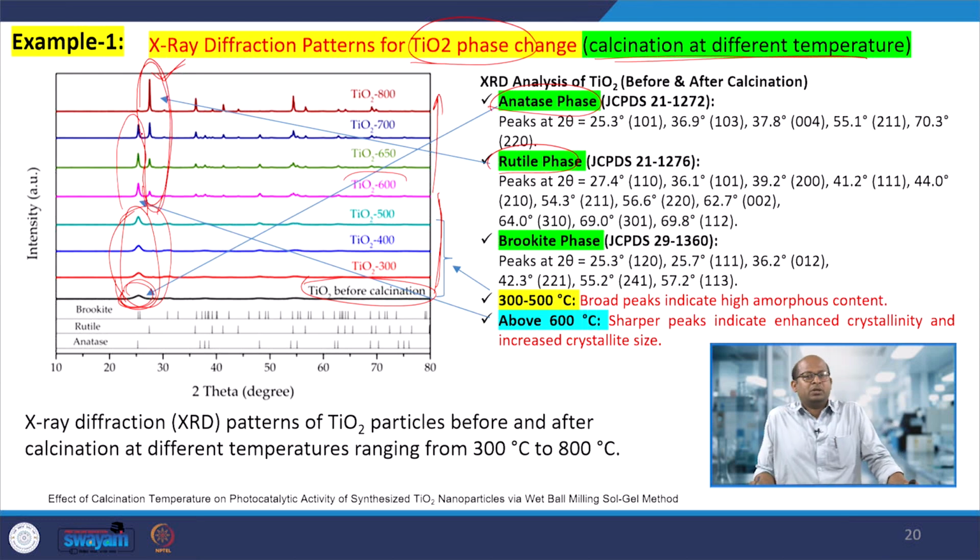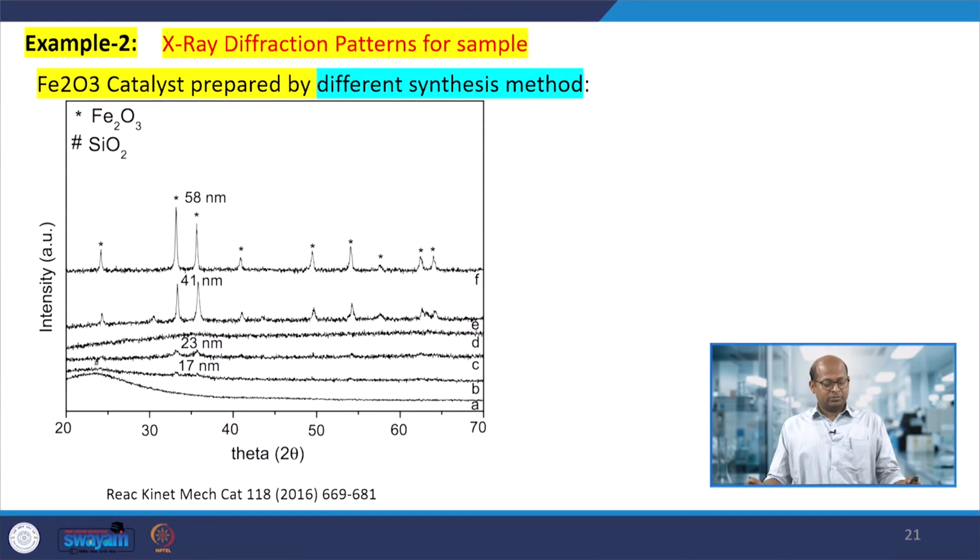This type of phase change in a material, once we prepare it at different calcination temperatures, we can observe. With the help of X-ray diffraction patterns we can analyze the material we have prepared and how effective it is for a specific application. Now here is Fe2O3, a material prepared by different methods of synthesis. The same material we can prepare by a number of available methods.